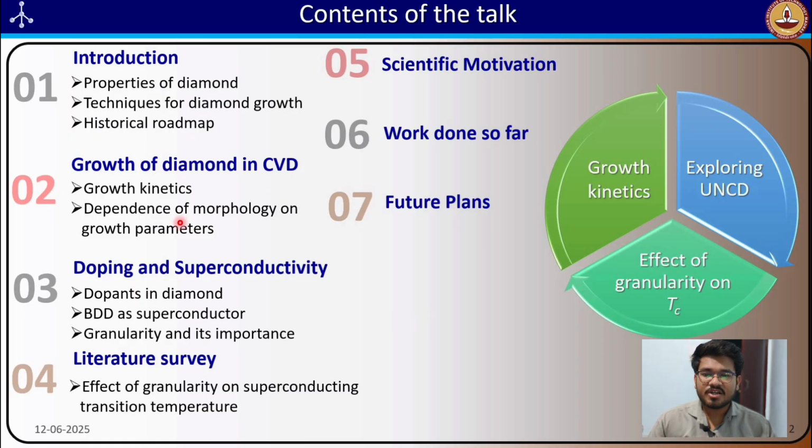These are the contents of my talk. I will give an introduction about the properties of diamond, various techniques for diamond thin film growth, and a historical roadmap of how you can grow diamond in the lab. Then I will give the growth kinetics, the dependence of morphology on growth parameters, then doping for superconductivity, how it was achieved in diamond, and boron doped diamond as a superconductor, granularity and its importance in applications.